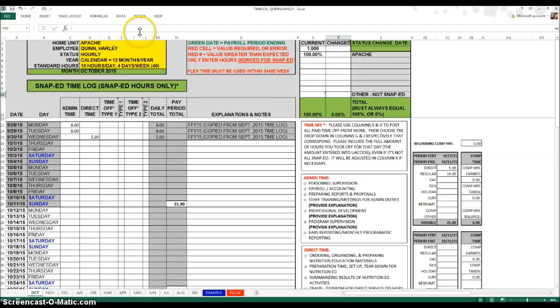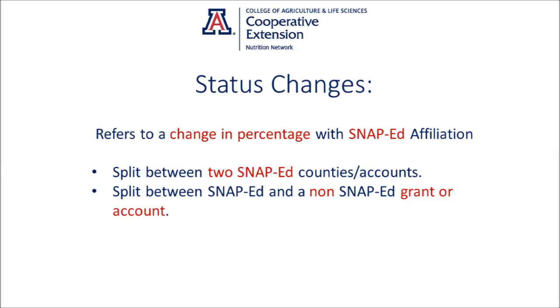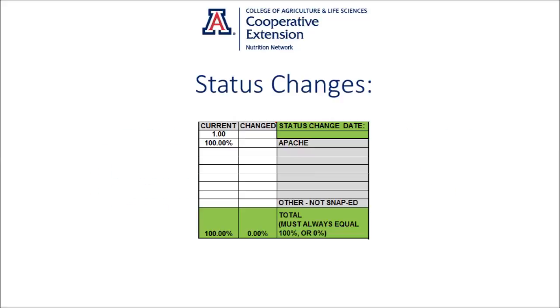You will notice some new sections over here on the top right. These will be pre-filled when you receive your Timelog. However, these will need to be edited if a status change occurs. A status change refers to a change in FTE, a percentage with SnapEd. A change to being split between multiple counties or a change to being split between SnapEd and another grant or account would need to be documented in this box.